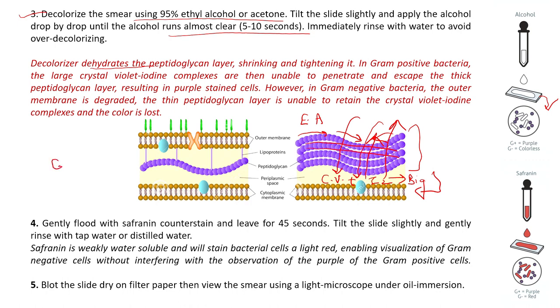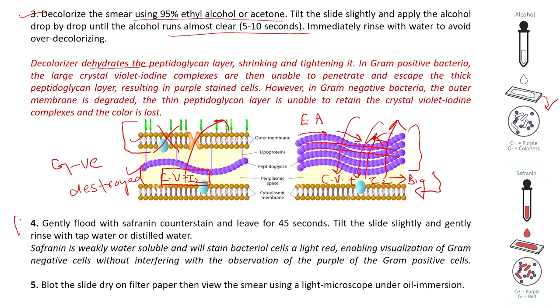Now in gram-negative bacteria, what happens? When you add ethyl alcohol, the outer membrane gets destroyed. Similarly, if there is a residual amount of crystal violet or iodine complex present, it comes out, because in the presence of ethyl alcohol the outer membrane as well as the peptidoglycan layer are totally destroyed, and the cell is not able to retain the crystal violet and iodine complex. Up to the third point, everything is clear.